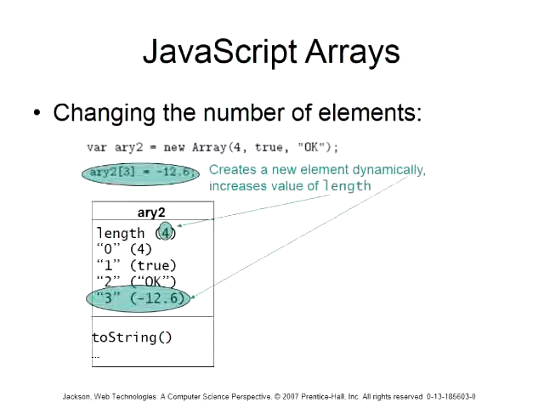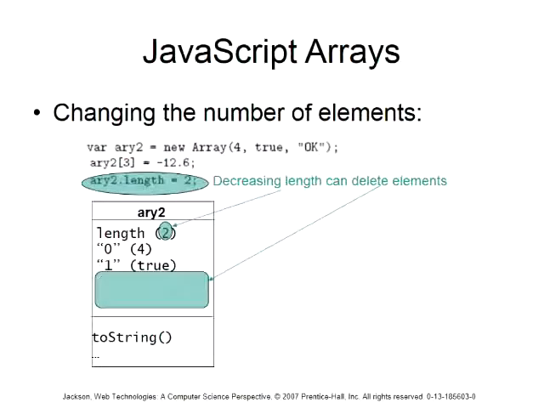So here when we write array3[3] equal minus 12.6, it will be here and the length will be 4. Also, if we write array2.length equal 2, we decrease the length. So if we decrease the length of the array, automatically we delete elements.